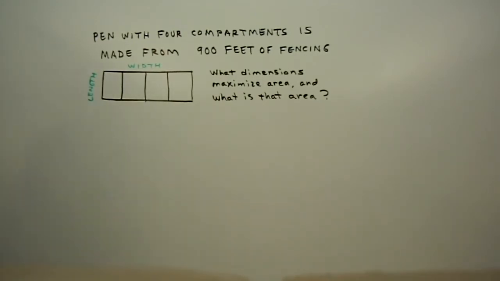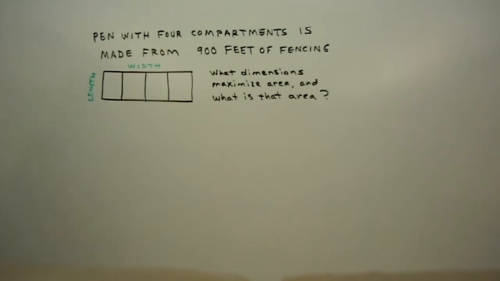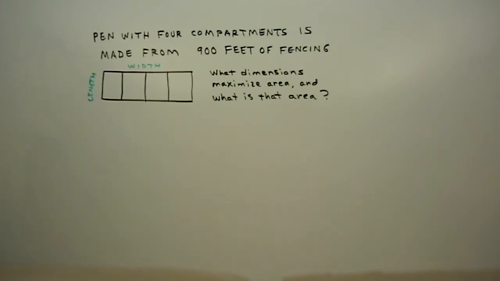Right, what we're going to be doing here is doing a basic optimization problem using derivatives. So for this example, we're imagining that a pen is going to be created from a total of 900 feet of fencing and constructed to have 4 compartments as shown in this rectangular diagram. For convenience, we'll call these the lengths and going sideways the widths.